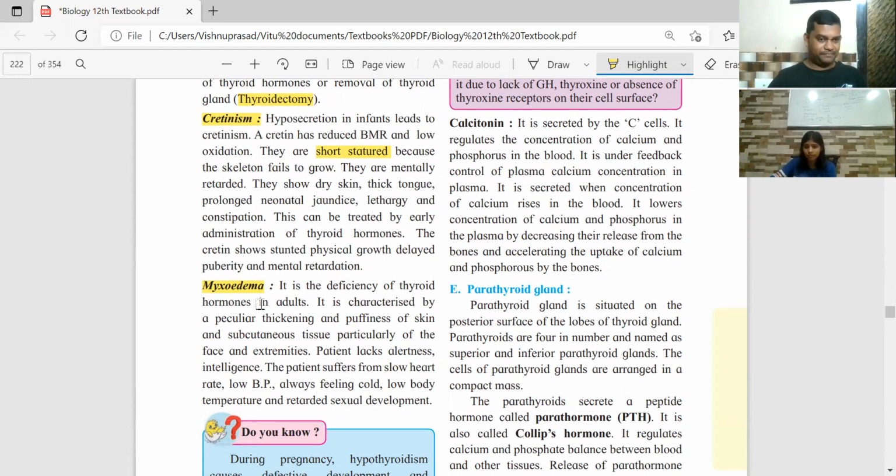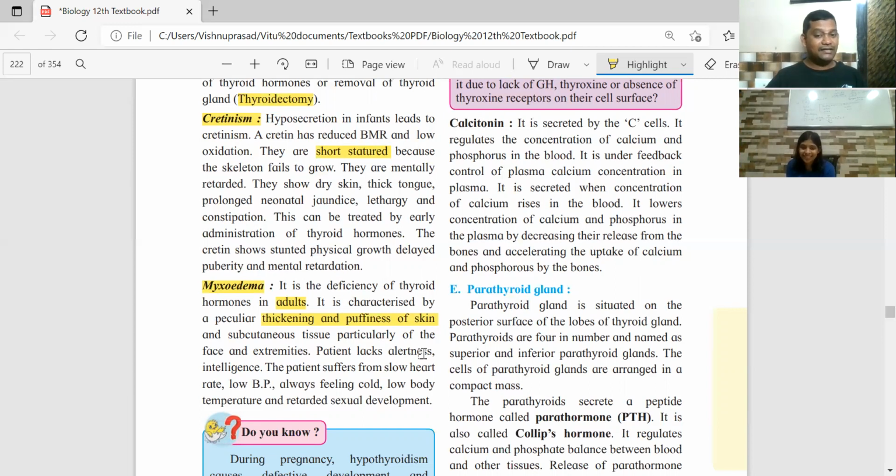Next is myxedema. It is deficiency again, but in adults. So here there is thickening and puffiness of the skin, absolutely chubby, and the subcutaneous tissue also, that means in the lips. There will be thickening, puffiness of the face and extremities, meaning the fingers and digits, the toes and so on. Sometimes if you shake hands, you will notice it.